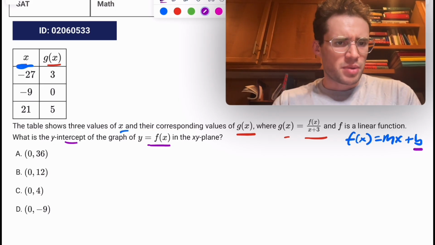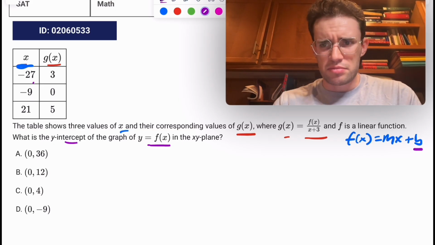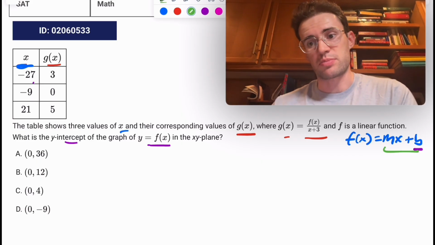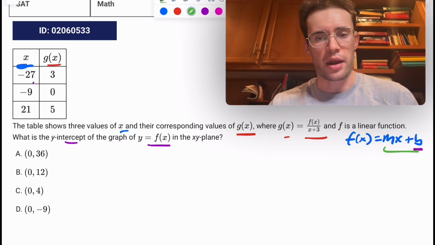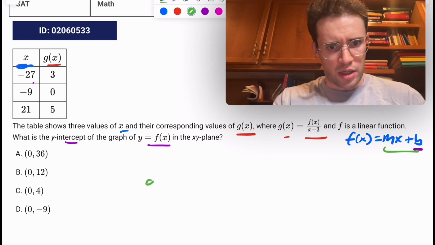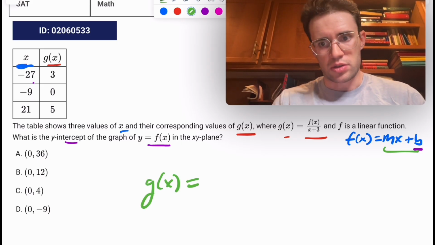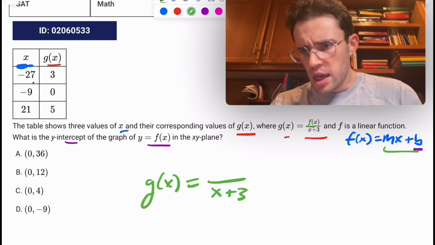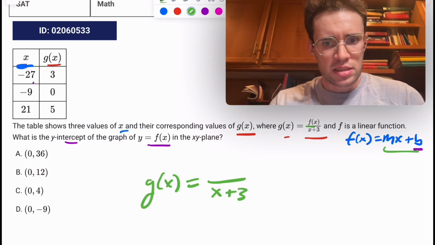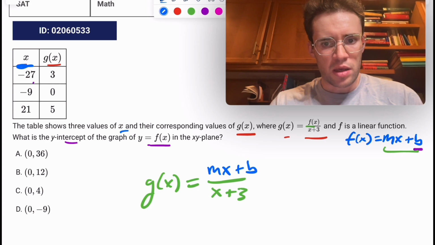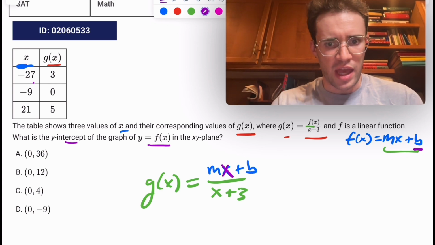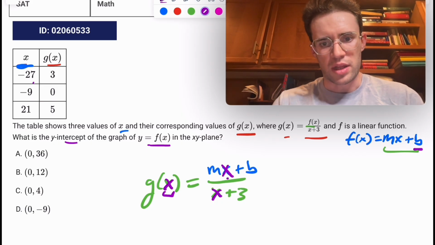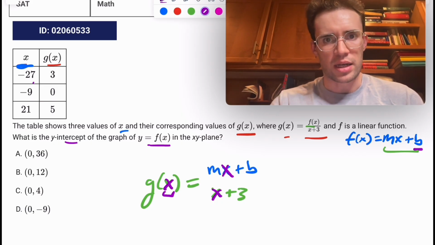Well, it looks like because we have this table of points, we could plug it in. So I'm just going to rewrite this with f of x written out as mx plus b. Again, we still don't know what the m or the b are yet. But we could say, g of x equals, so it's supposed to be f of x divided by x plus 3. So we leave the x plus 3 in the denominator as is, but we'll write this as mx plus b. And just to help keep track, I'm going to make all of the x's purple. So whatever you input here goes in for this x in the numerator and this x down in the denominator.